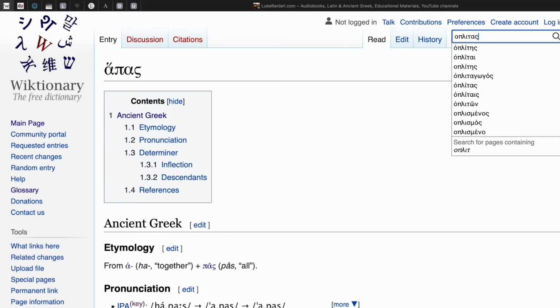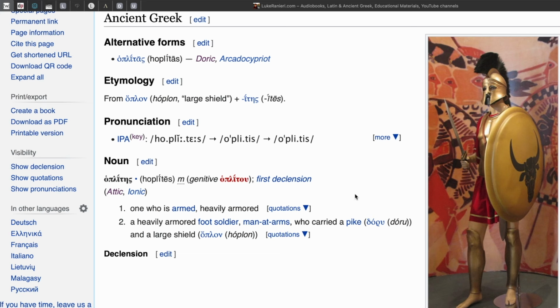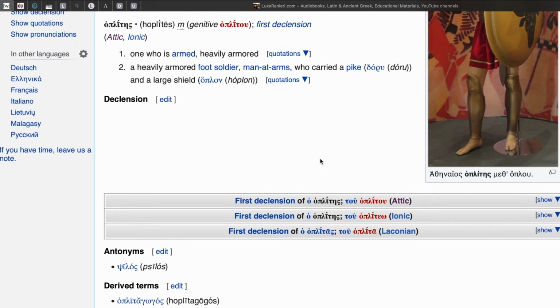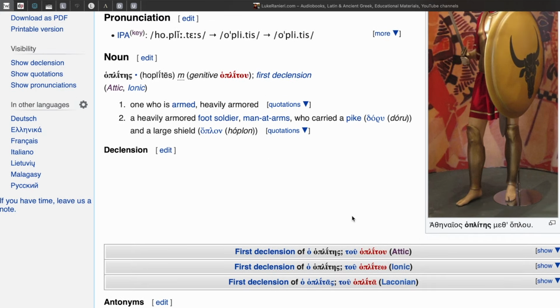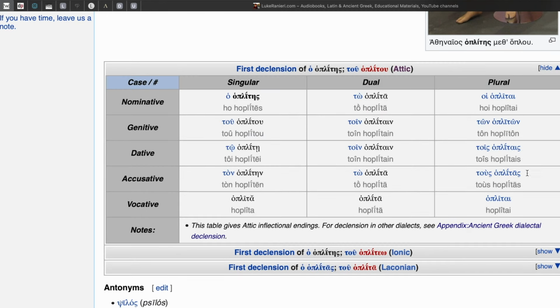"Hoplitas." Let's see what it gives us. It tells us accusative plural of "hoplites," that's right, for Attic. In Doric, it actually works as the nominative as well. And here it's showing us that this is a long iota, and now we know this is a first declension masculine, and we can see that "tous hoplitas," that's what this word is.